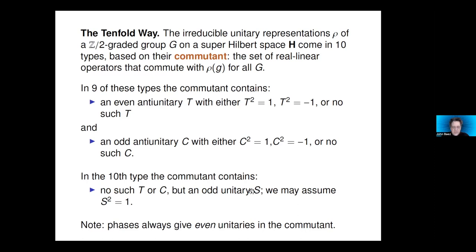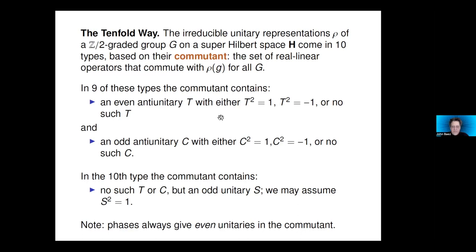And we can assume without loss of generality that s squared is equal to 1. Notice we always get phases that commute with everything, with all the rho sub g's. Phases will commute with all these rho sub g's, but they will be unitaries, not anti-unitaries, of course, and they will also be even because they map H0 to itself and H1 to itself, because they're just phases. So the interesting classification arises from thinking about the possibilities of either anti-unitaries that commute with all the rho sub g's or odd unitaries.